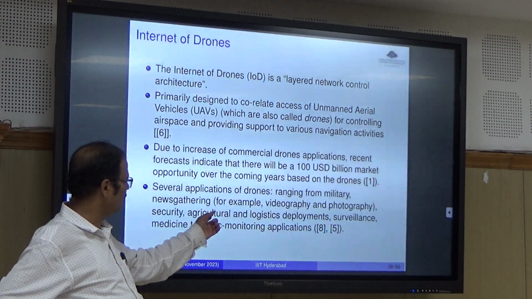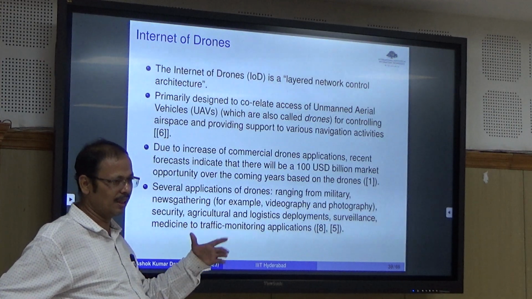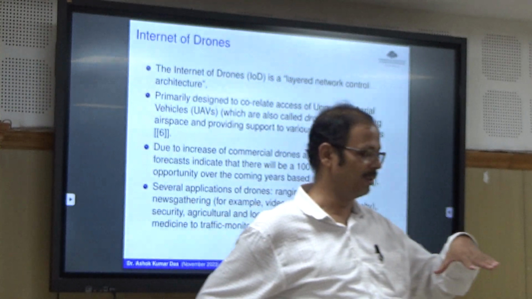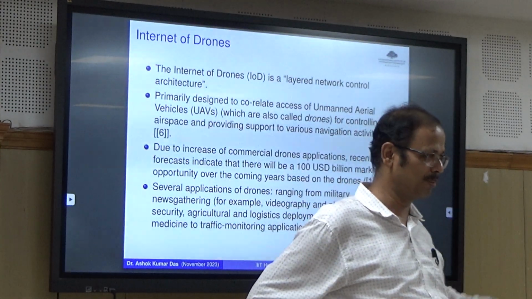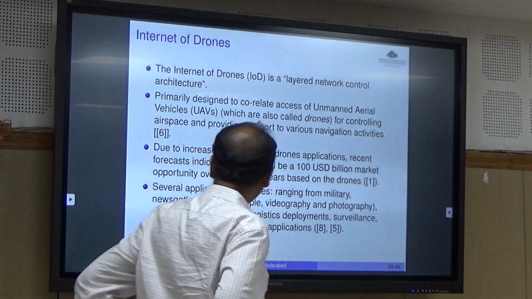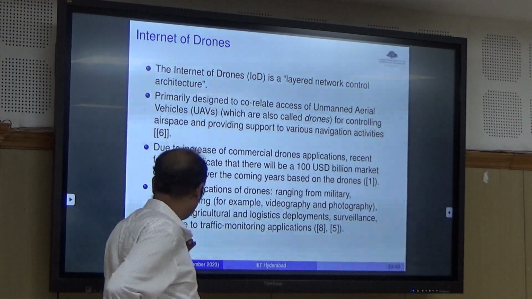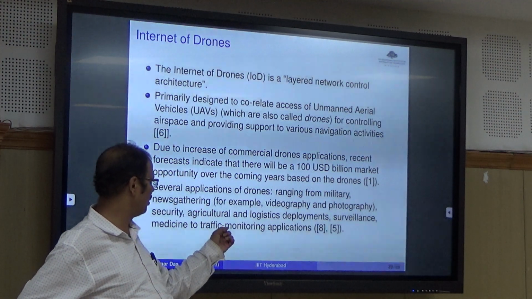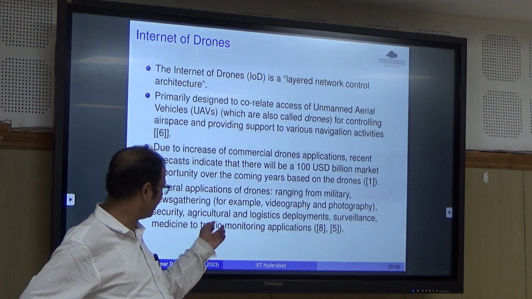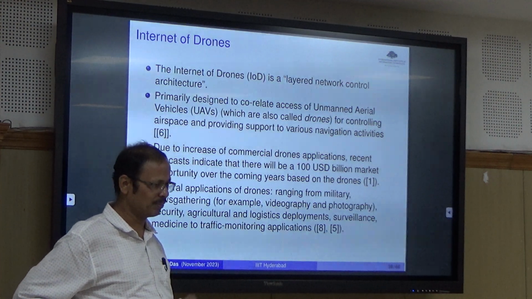It can be used for agricultural purposes. In the US, they are using drones to spray water on the land, or even jump kits, all of this they are spreading automatically using drones. And for example, to supply medicines to remote area hospitals during COVID time, or even traffic monitoring applications.